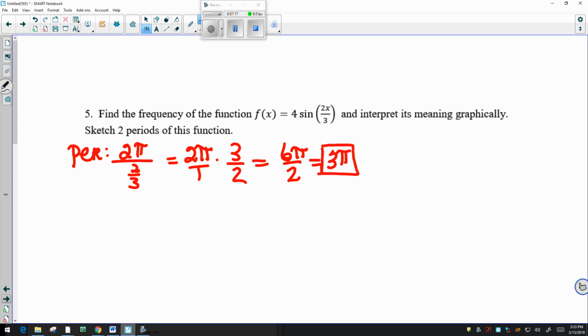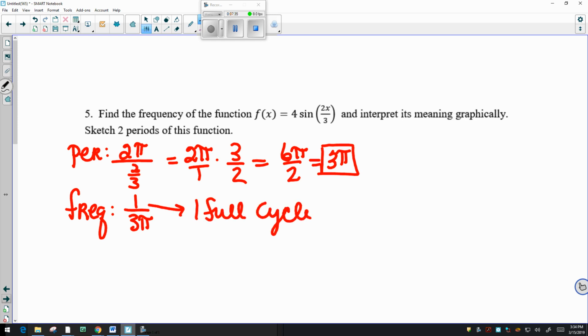Now keep in mind what we just found. You found the period. So if we want the frequency, it's the reciprocal of that. So that's 3 pi over 1. The reciprocal would be 1/3 pi. So if I were to interpret this meaning here, this would tell me I would get 1 full cycle in a value of 3 pi. Which should make sense, because if the period is 3 pi, and again that's telling us 1 full cycle, that should help make that connection between period and frequency.